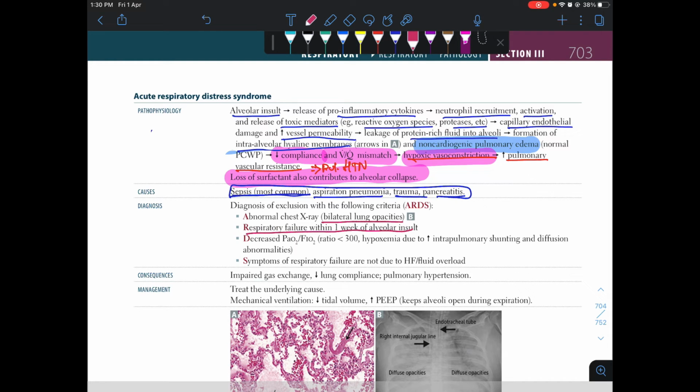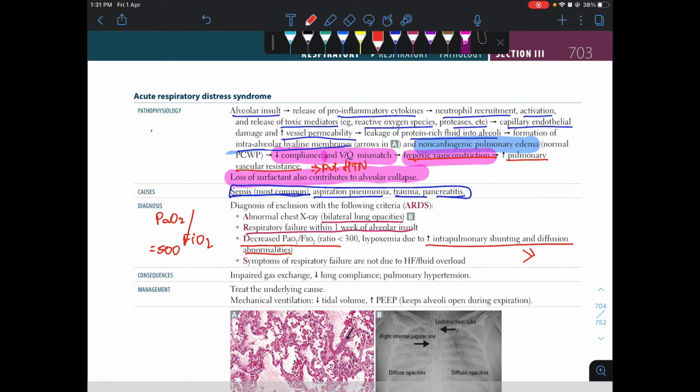And the other criteria for diagnosis is there should be decreased PaO2 by FiO2, that is partial pressure of oxygen in the artery divided by fraction of inspired oxygen. This is normally about 500 in a normal person, but there should be decreased PaO2 by FiO2 in ARDS. And hypoxemia due to increased intrapulmonary shunting and diffusion abnormalities.